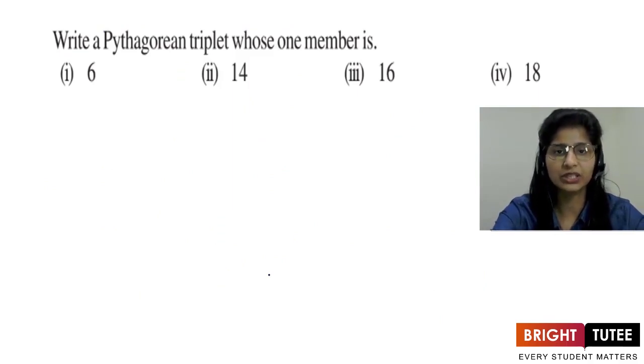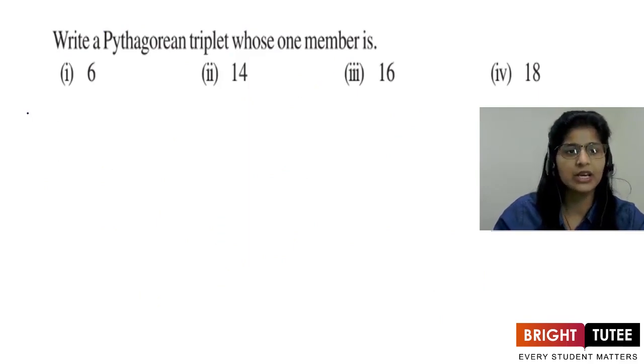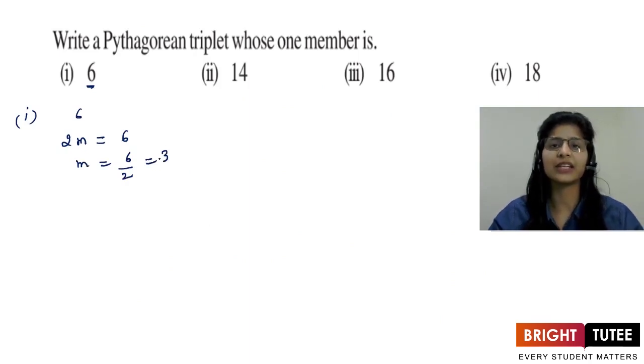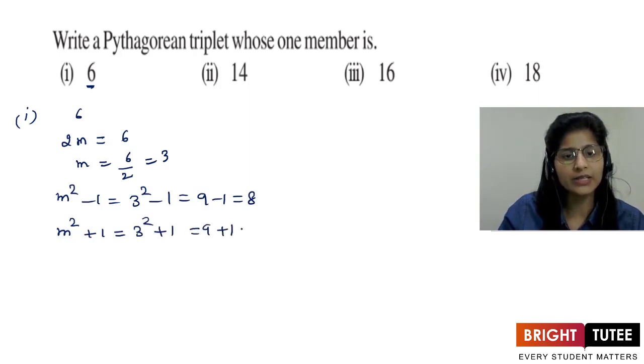Here is another question where we have to write a Pythagorean triplet whose one member is given to us. In the first one, we have been given one member as 6. We'll consider 2m equal to 6. m is equal to 6 upon 2, that gives us 3. So yes, we can equate 6 to 2m, because doing that we are getting m as an integer. Now if m is 3, what will be m square minus 1? 3 square minus 1, 9 minus 1 is 8. And the last one would be m square plus 1, 3 square plus 1, 9 plus 1, that gives us 10. So the numbers are 6, 8 and 10.